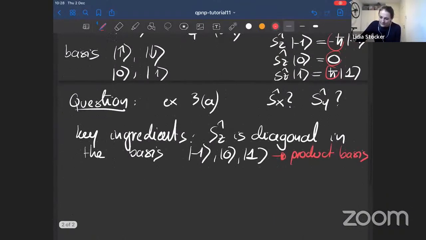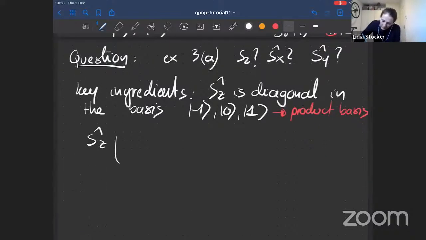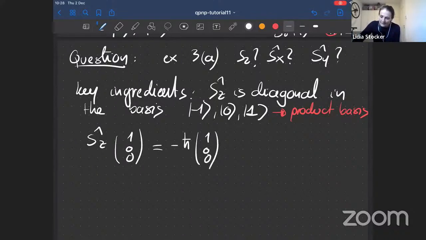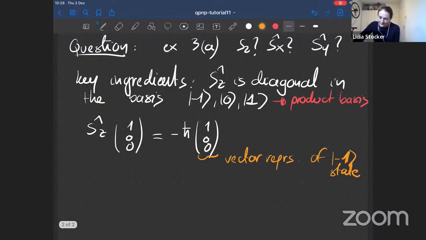And so what does it tell me now? I also have to find Sz. I have these properties. This means that if I calculate Sz as a matrix times 1, 0, 0, the result must be minus h bar times 1, 0, 0. And this is the vector representation of the minus 1 state. So now I have this requirement.